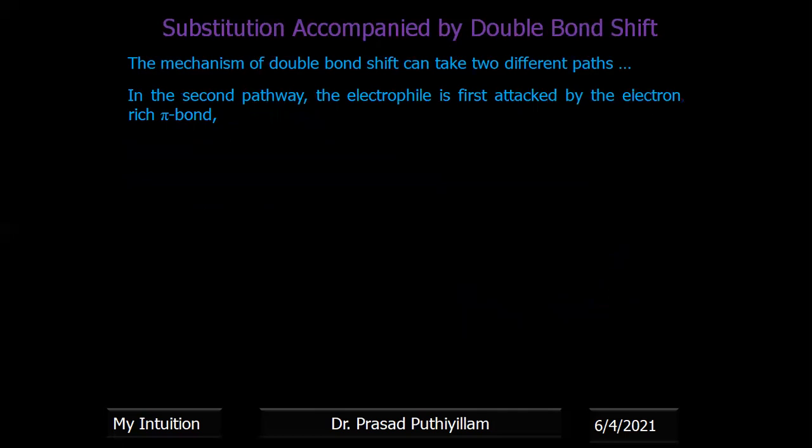Now in the second pathway, the electrophile is first attacked by the electron rich pi bond. I will draw the structure once again. So this is the allylic substrate with the leaving group. The electrophile attacks first, attacked by the pi electron density.